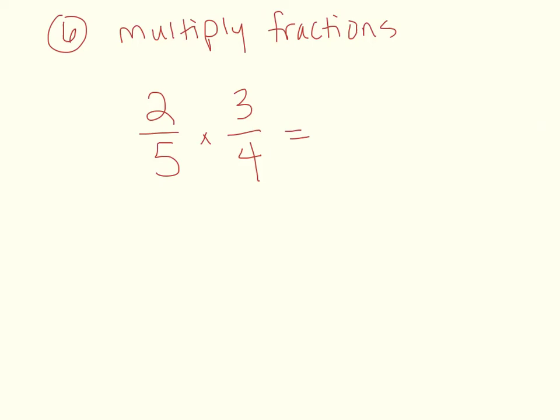Our first step was to change them all to fractions. They are fractions already, so we're good there. Second step was to cross-reduce, make these numbers workable. 3 and 5, nothing goes into both of those. 2 and 4, yeah, 2 goes into both of those. 2 fits into 2 once, and 2 fits into 4 twice. Multiply straight across. 1 times 3 is 3, and 5 times 2 is 10.